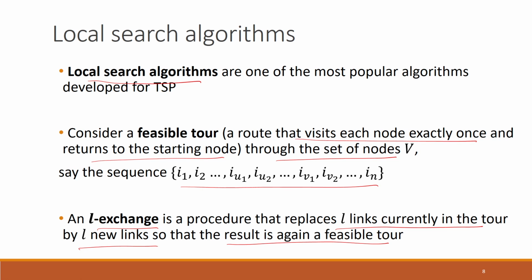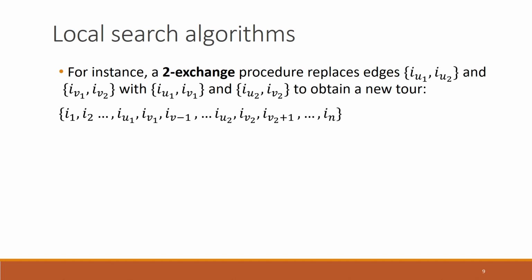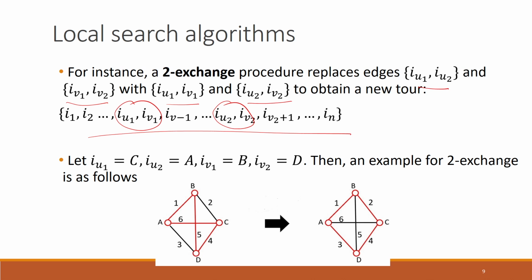We will look at an example to understand this. For instance, a two exchange procedure can replace the edges IU1 IU2 and IV1 IV2 with IU1 IV1 and IU2 IV2 to obtain this new tour. Here you will see that it was previously IU1 IU2, but now it is IU1 IV1. Similarly, it was IV1 IV2 before, but now it is IU2 IV2.